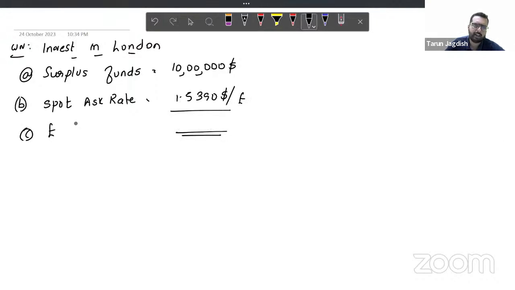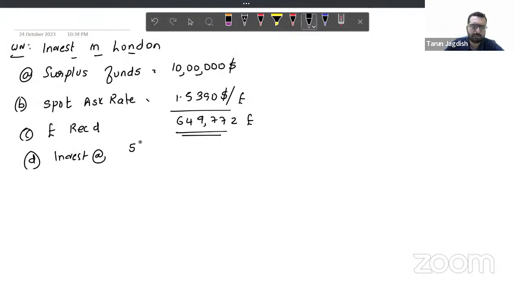So from this, can I get the pound received by me today? Multiply or divide? I will divide. So do you get the answer as 6,49,772 pound? Correct. So once I get this, I will invest this at the rate of how much percentage?